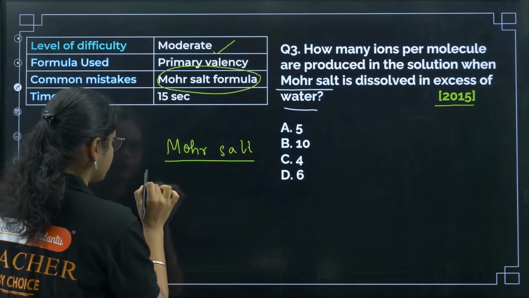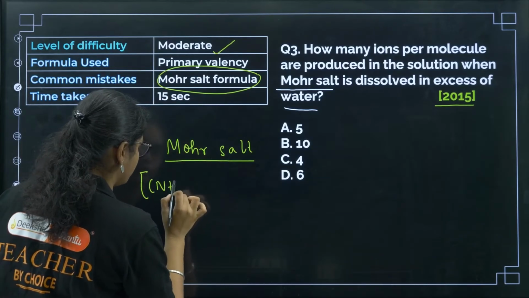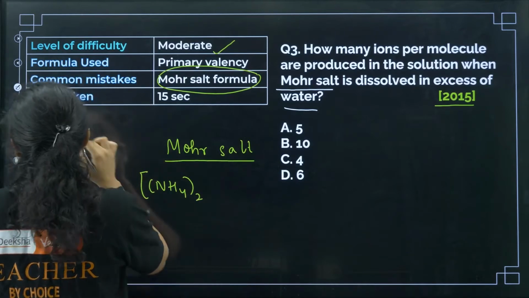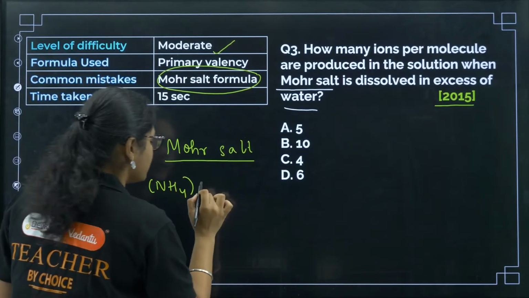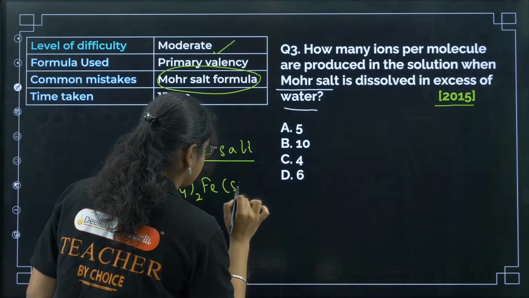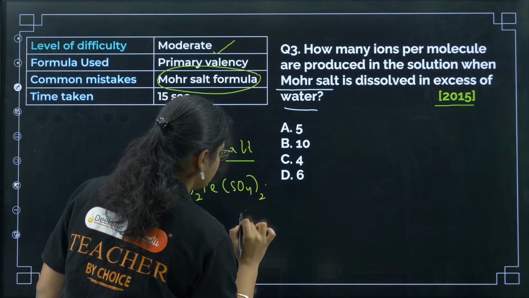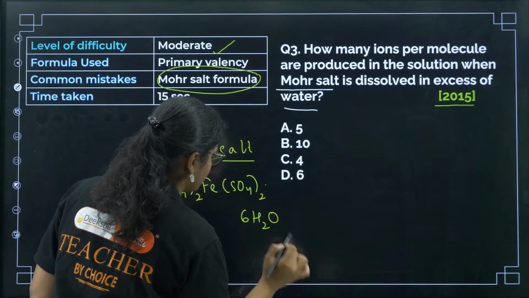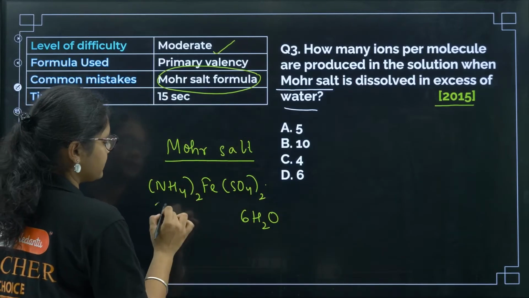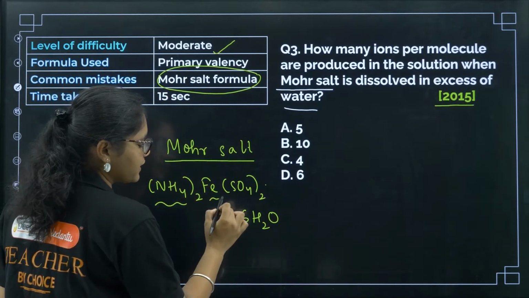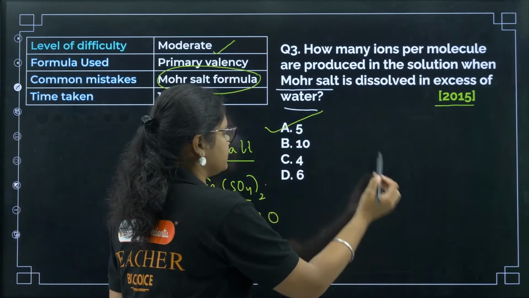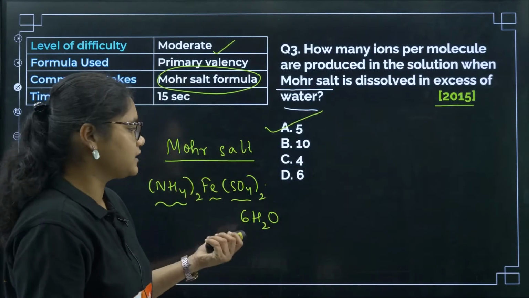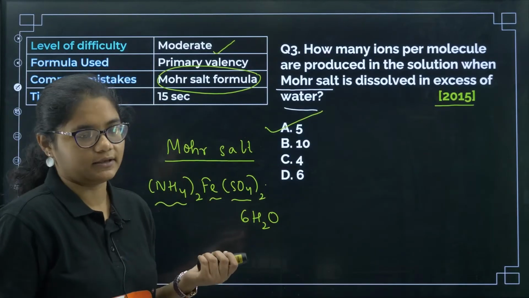The Mohr's salt formula is (NH4)2 Fe(SO4)2 . 6H2O. We don't need a square bracket here. Now if you ionize it, we'll get 2 ammonium ions, 1 Fe ion and 2 sulfate ions. So the total number of ions produced will be 5. The correct answer will be option A here.